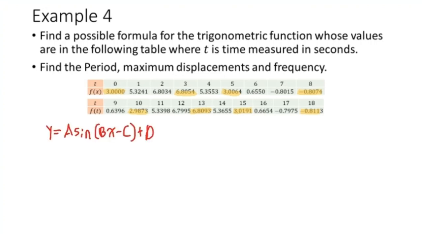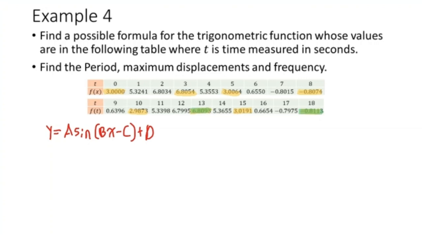represent this phenomenon. Just like in our previous examples, we'll start with y equals a sine of b of x minus c, plus d. Depending on what we find convenient, we may switch the sign for cosine later. Now we're going to try to figure out the value of a, because we can see from the table that the maximum value is 6.8093. Our minimum value is negative 0.813.